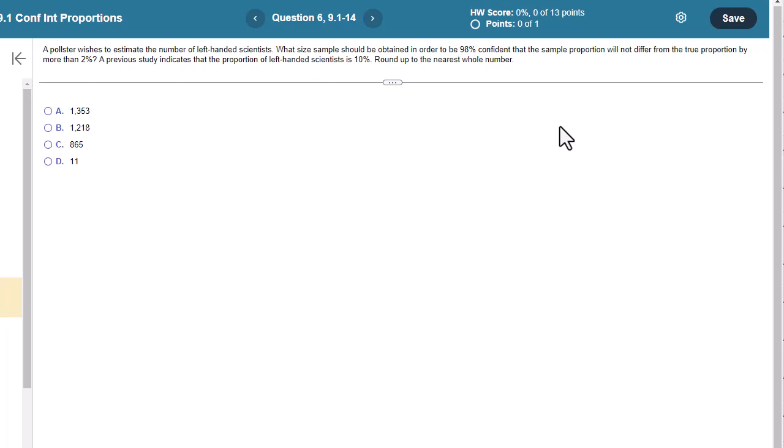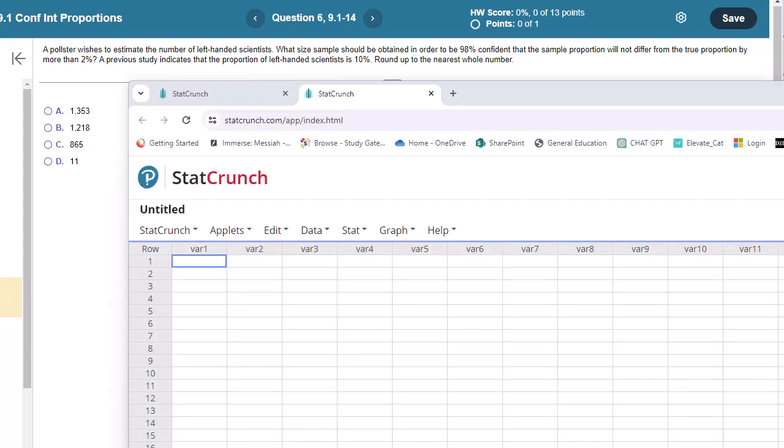A pollster wishes to estimate the number of left-handed scientists. What size sample should be obtained in order to be 98% confident that the sample proportion will not differ from the true proportion by more than 2%? A previous study indicates the proportion of left-handed scientists is 10%. Round up to the nearest whole number.